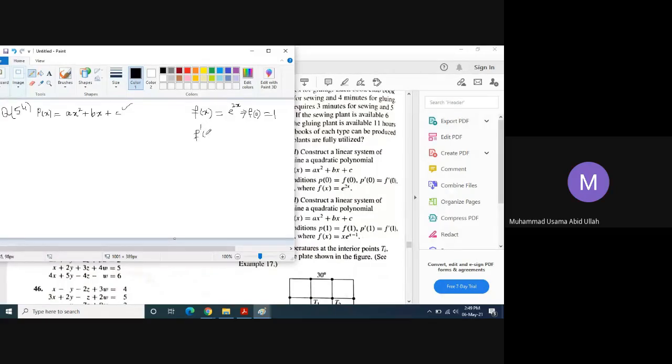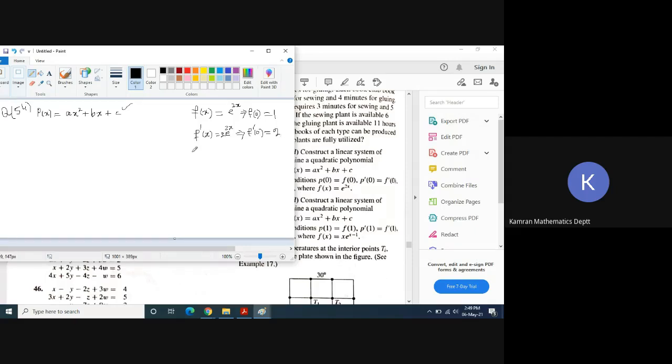Question 54: f prime of x will be 2 e power x, that is 2 e power 2x. Now find f prime of 0. f prime of 0 is 2.